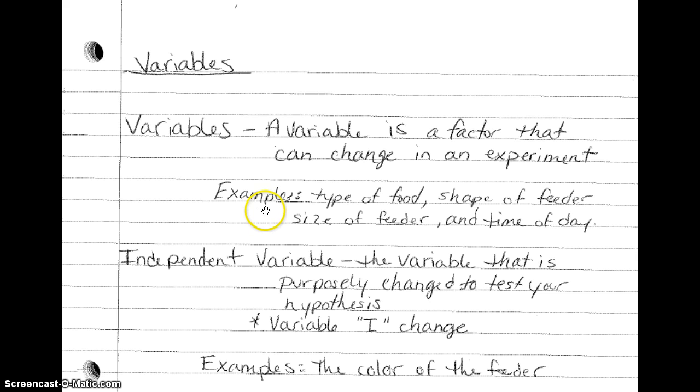Okay, so some variables that could change in that experiment would be the type of food, the shape of the feeder, the size of the feeder, and the time of day. Those would be examples of variables. Those are things that could change within the experiments.